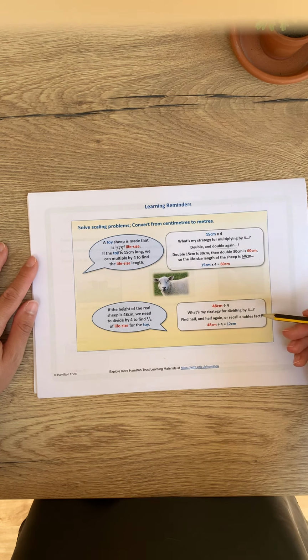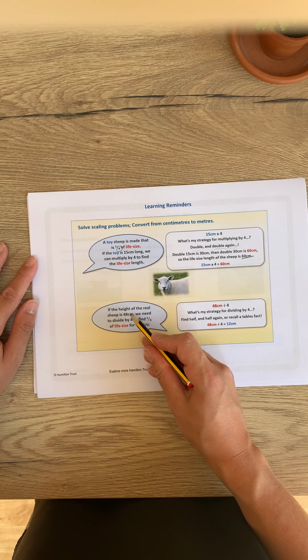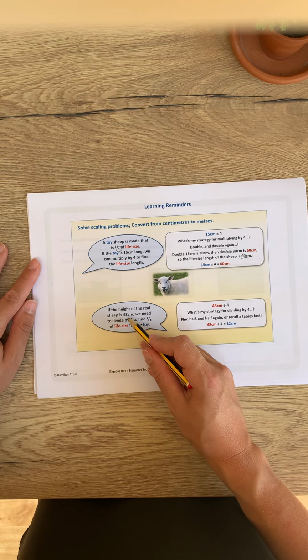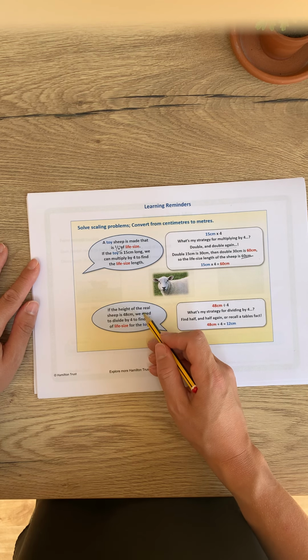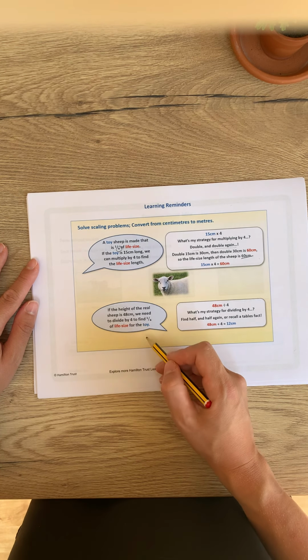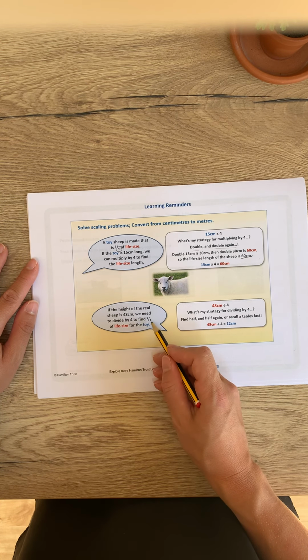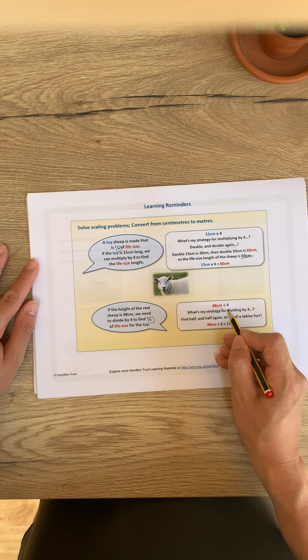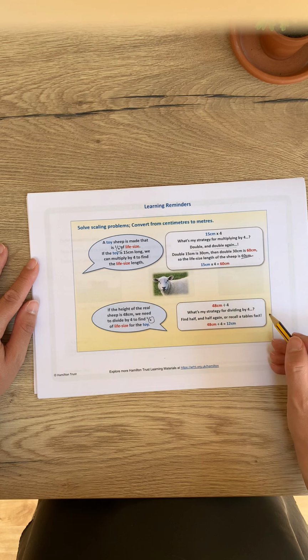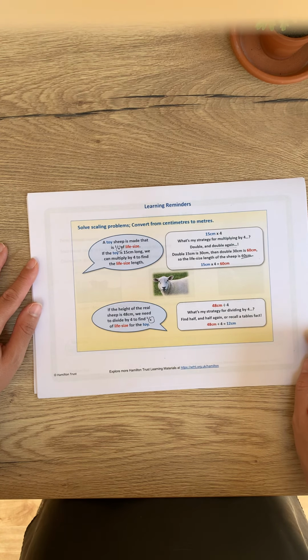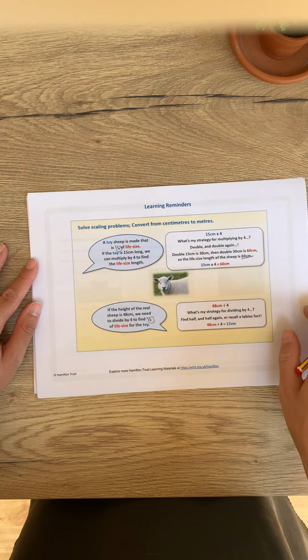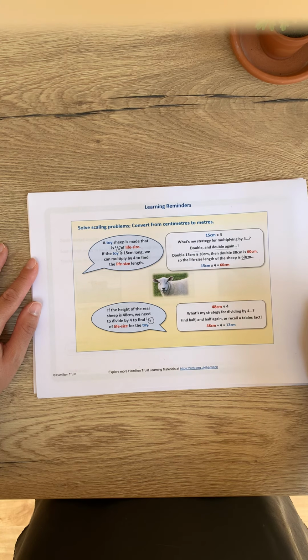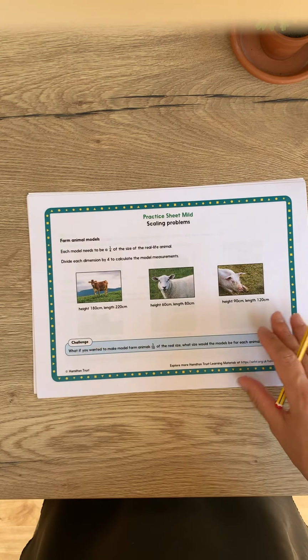Let's try this in reverse. The height of the real sheep is 48 centimetres. We want to know what the height of the model sheep would be. So we divide by 4. 48 divided by 4. How many 4s go into 48? The answer is 12. You will need to be using these strategies in order to be successful in today's lesson.